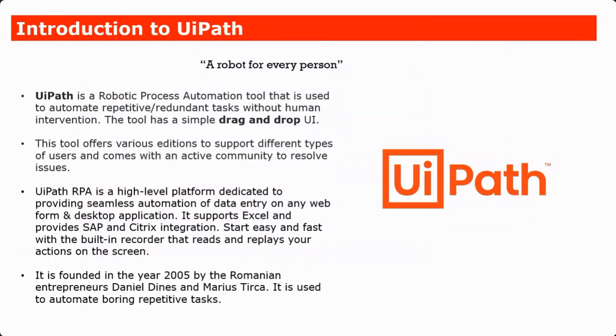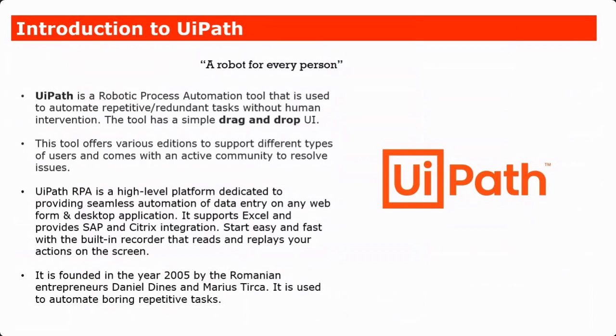All right. The first thing is that UiPath is a robotic process automation tool that is used to automate repetitive, redundant tasks without human intervention. So you can build attended automation and unattended automation as well. When I say attended automation, that means a human is required to supervise or do some of the work. But you can also build an automation where there is no need for a human and the bot does everything automatically without asking anything of the human. So that's point number one.